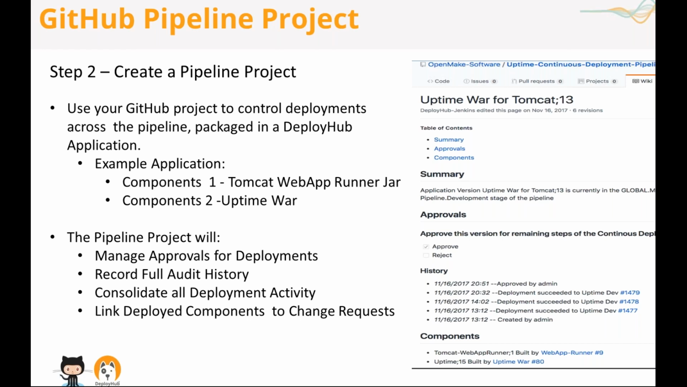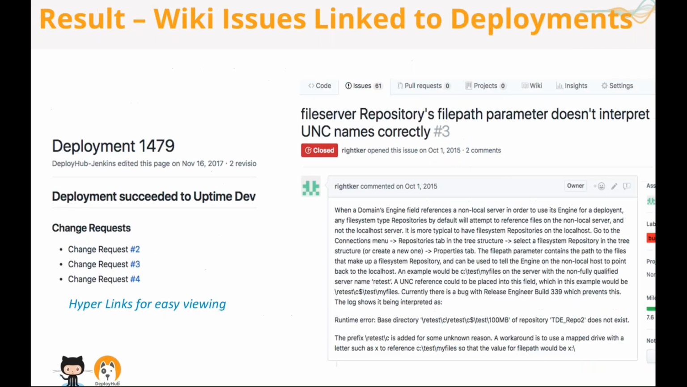It'll record a full audit history, so you have the ability to have a loop and have visibility for your production teams. It'll consolidate all these deployment activities so they're in one place and they're actually versioned. And they're going to link deployment components back to a change request. And what that's going to do is give us a full loop so that everybody can stay in the loop, so to speak.